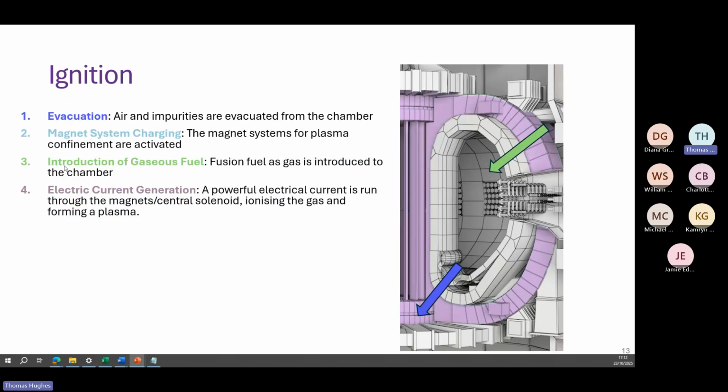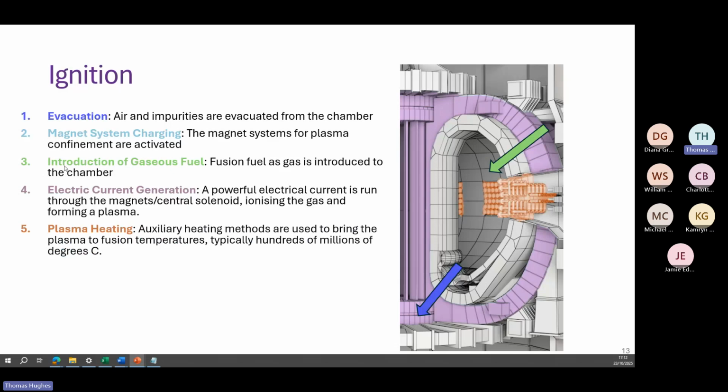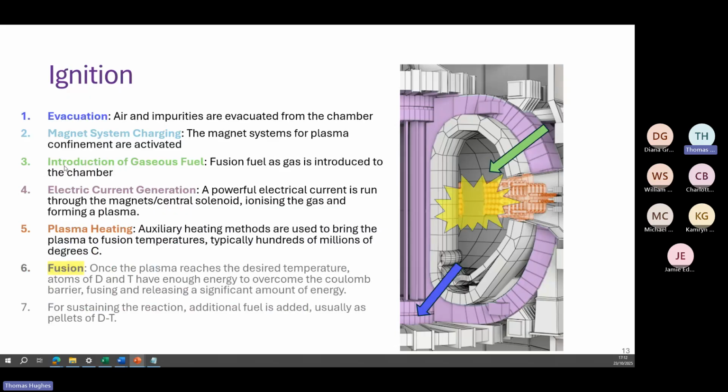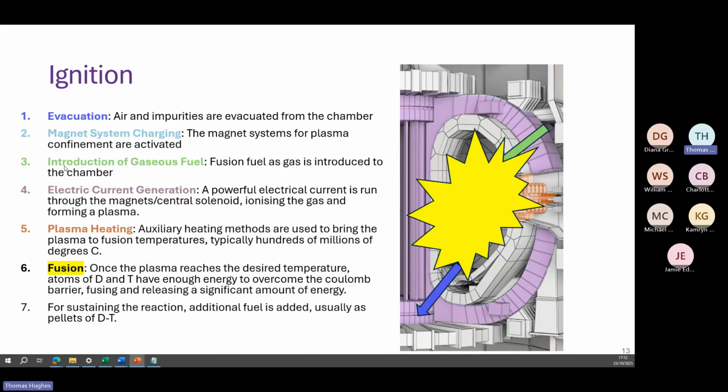That'll get it most of the way there in terms of the temperature that we need to actually start creating fusion power. Next, we generally have a secondary device that will take the plasma the rest of the way there and heat it up hot enough so things can start colliding with each other and creating fusion. And then, boom, once we've got our critical temperature, we have enough energy to overcome the Coulomb barrier, and then we'll release a significant amount of energy. These last two steps are incredibly oversimplified, but that's the general gist.